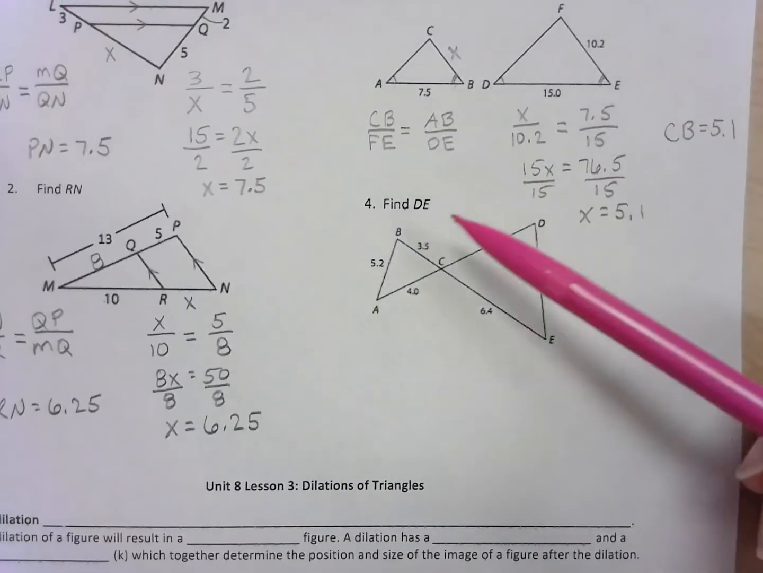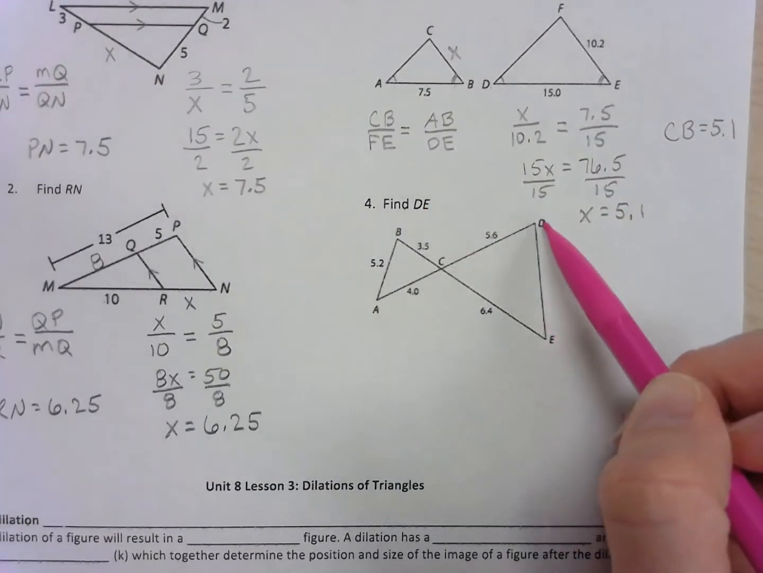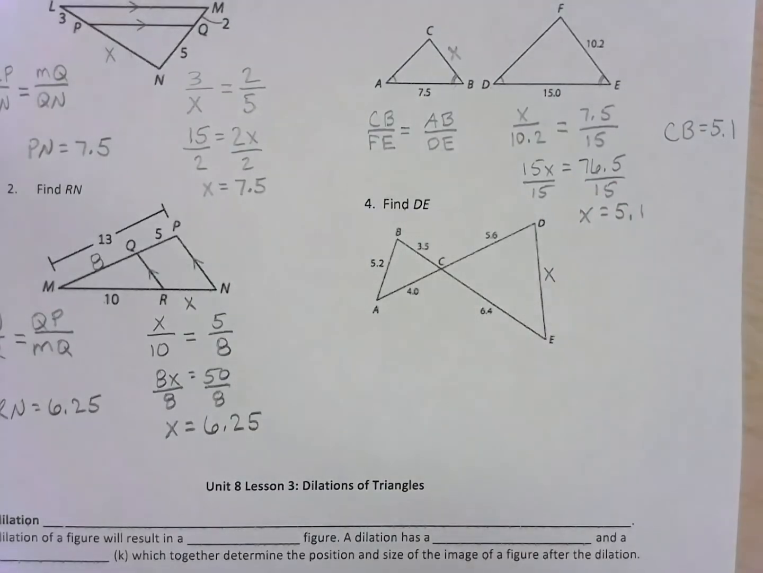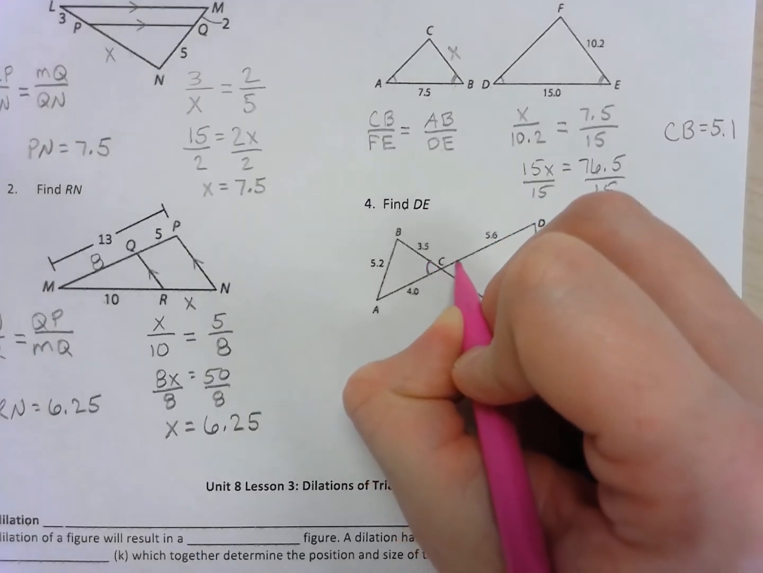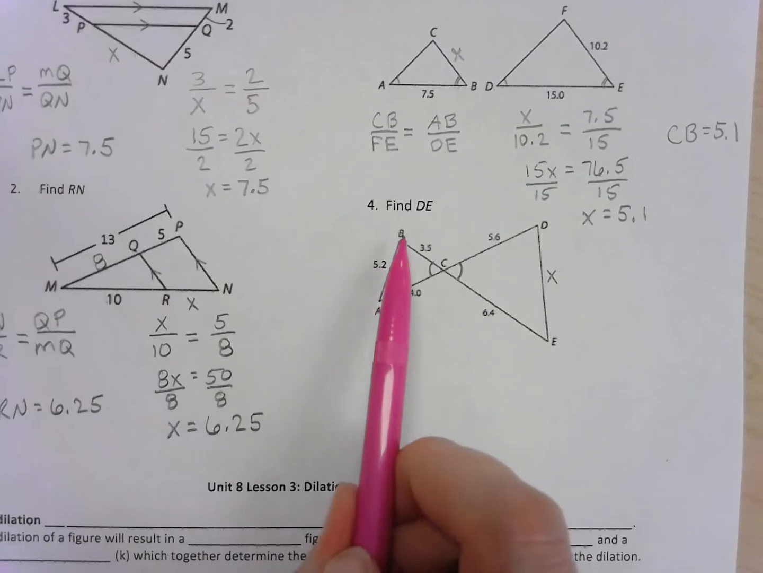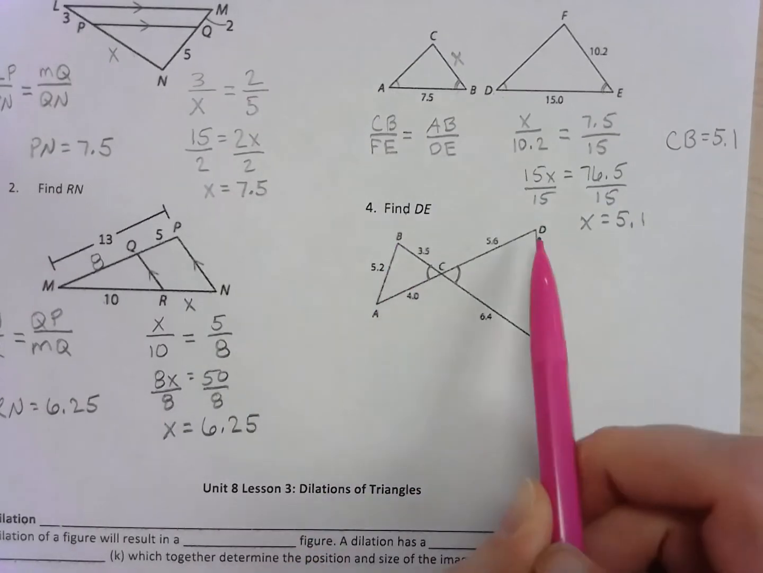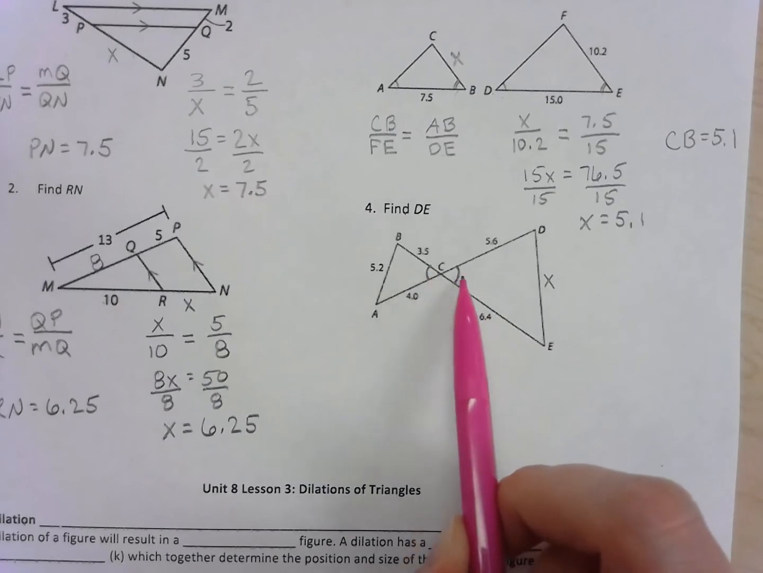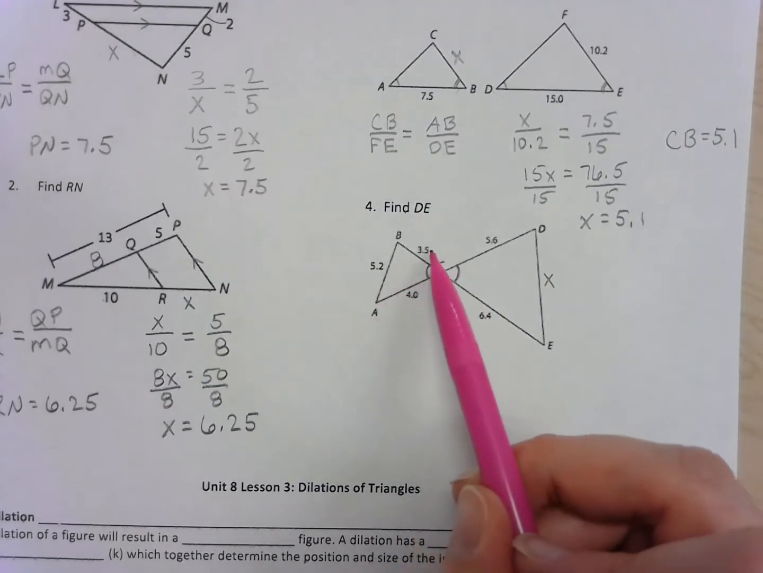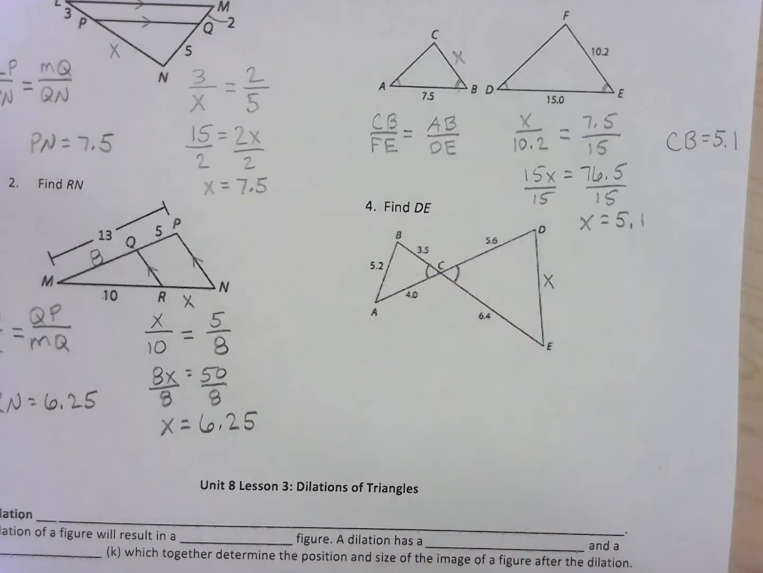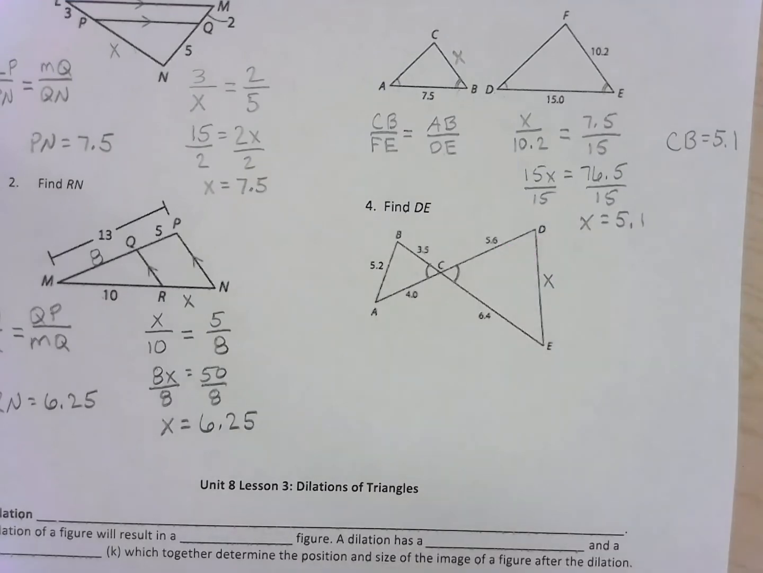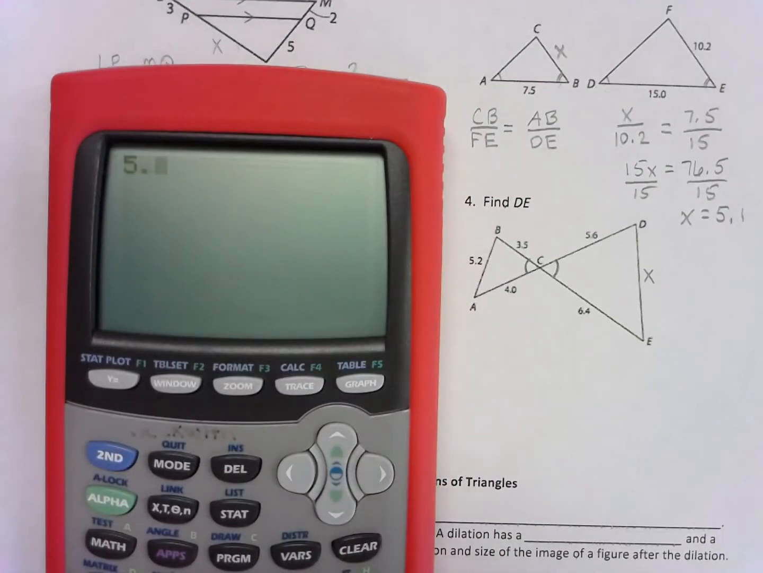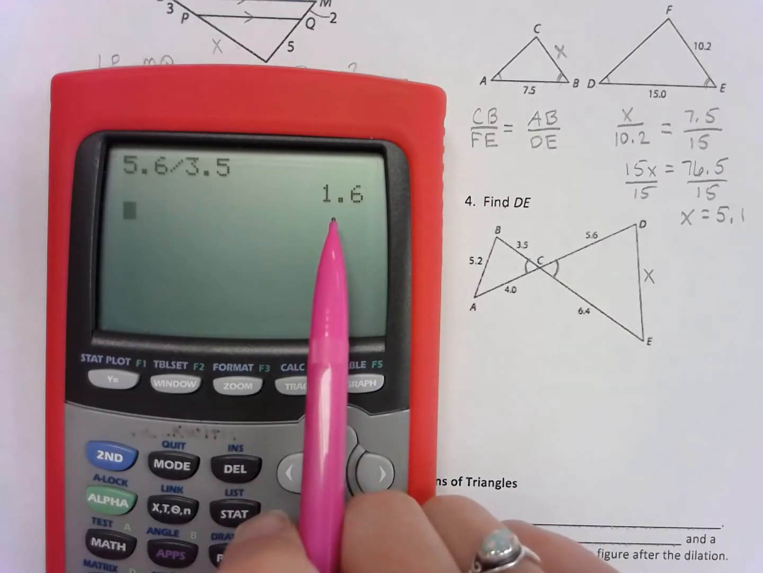Let's look at number 4. We're going to find the length of DE. So DE is here, that's our unknown side. We know that we have congruent angles here at angle C because they are vertical angles. So BCA is congruent to DCE, so that's a pair of angles. We would also need to see if our sides are proportional. So 3.5 is the short side. I'm going to compare that with the 5.6. So 1.6 is that ratio.